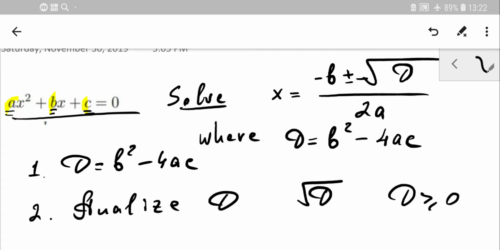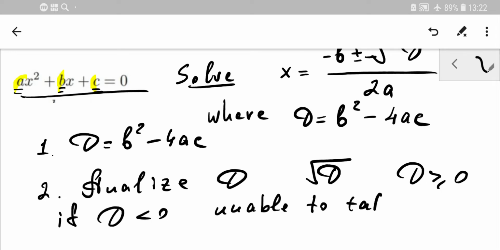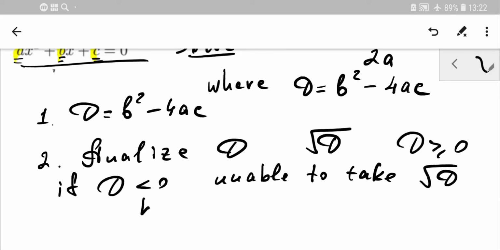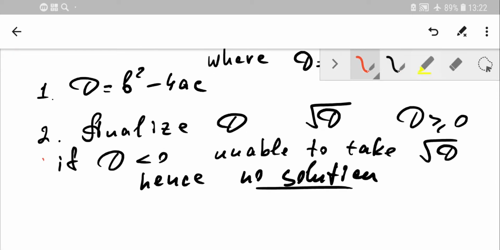So you need to analyze your discriminant, and if it's negative, you immediately need to stop, because if the discriminant is less than 0, it means simply that you are unable to take the square root of d. Hence you'll get no solutions. You're simply unable to get them. Alright, so that's the first case.